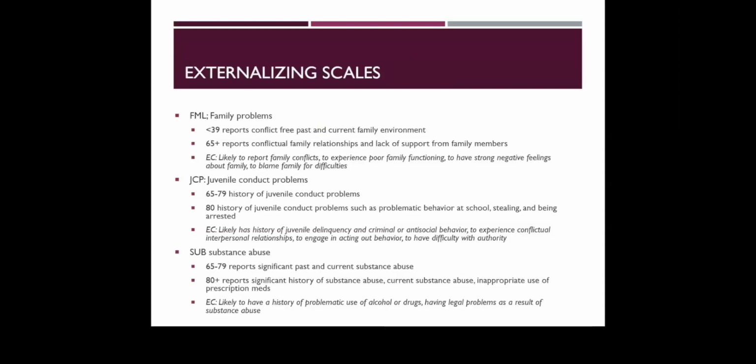If we wander off to the externalizing scales, the RC4 facets are family problems, juvenile conduct problems, and substance abuse. Only family problems is interpretable low, and that means you've had a conflict-free past and current family environment versus if it's high, conflictual family relationships or lack of family support. Juvenile conduct problems, again, are history of these problems, not necessarily current. And then substance abuse, again, it could be past and current abuse. The higher it gets suggests that there's current use, including multiple substances.